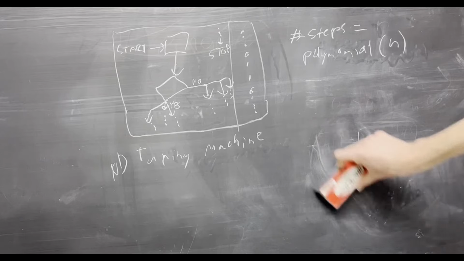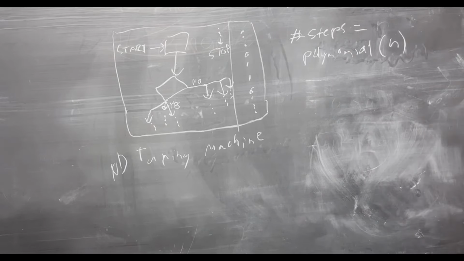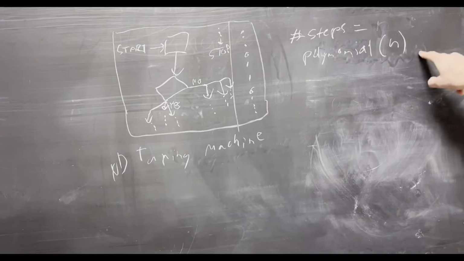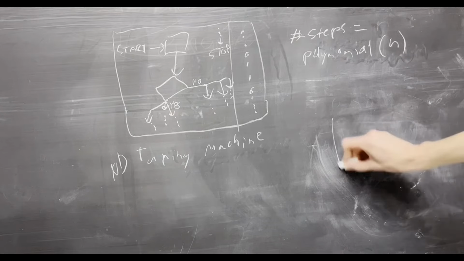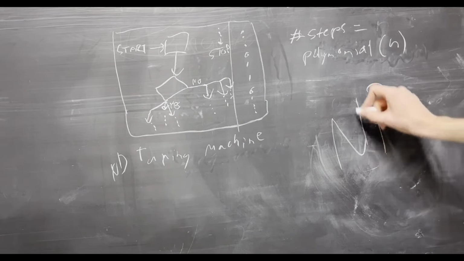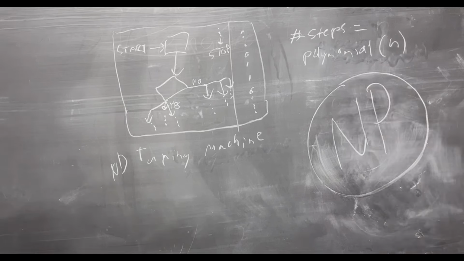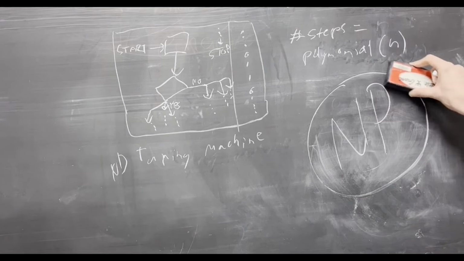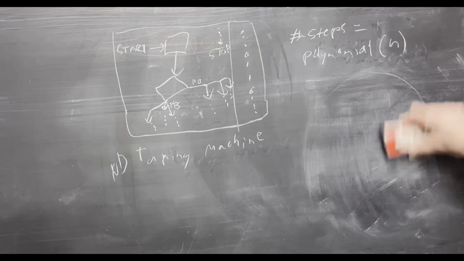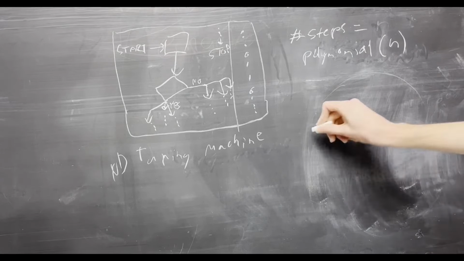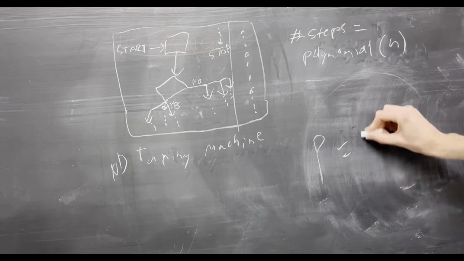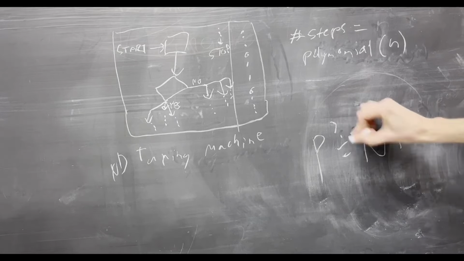And so problems that this non-deterministic Turing machine can solve in a polynomial number of steps, we call that class NP. And this includes a ton of problems, including lots of really hard problems. The one really cool thing though, is that we don't actually know if these two classes are equal to each other. It kind of seems unlikely, right?